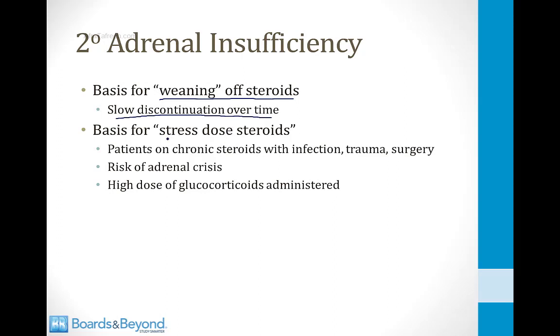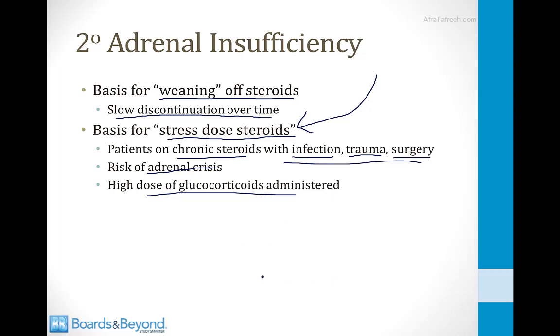This is also the basis for stress dose steroids, which I described a few slides ago. Patients who are on chronic steroids and develop an infection, a trauma, or they undergo surgery need increased amounts of cortisol, but their adrenal gland cannot rise to meet that demand because of the chronic suppression from their steroids, and there's a risk of adrenal crisis. So high-dose glucocorticoids are often administered, this is called stress dose steroids, to patients who are taking glucocorticoids chronically and who develop one of these conditions listed on the slide.